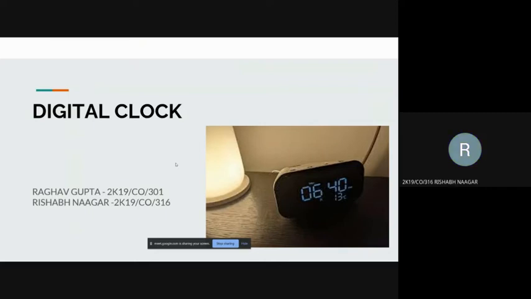And sir, we have made our project on digital clock. In this project, we have created the simulation of a digital clock with the help of Proteus software and a 74192 IC.